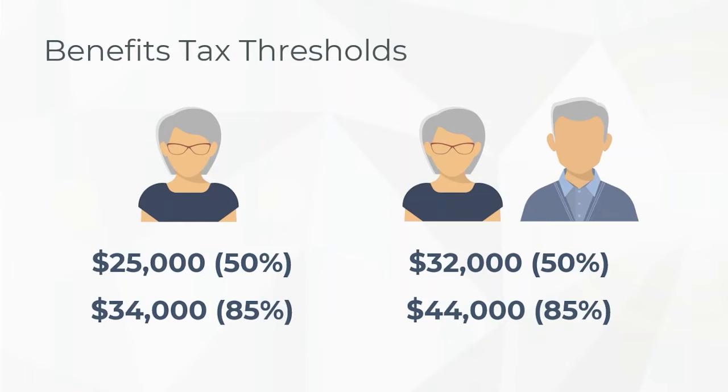The next step is to apply taxation thresholds. For a single person, each dollar of provisional income from our first step that falls over $25,000 creates 50 cents of taxable Social Security benefits, and each dollar over $34,000 creates 85 cents of taxable Social Security benefits. The thresholds for a married couple filing jointly are $32,000 and $44,000 respectively.